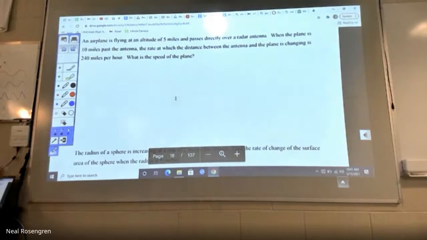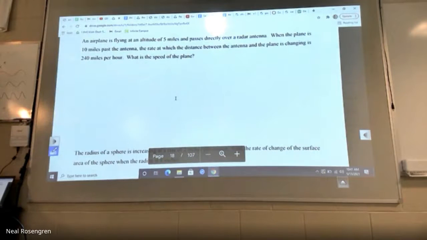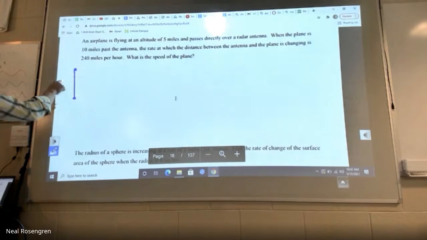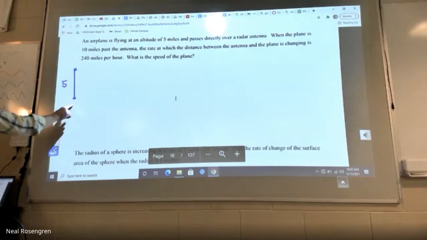So let's do it. They like this question a lot for sure. This airplane flying over some stuff, okay? Airplane flying at an altitude of 5 miles, passes directly over a radar antenna. That's kind of, if I stop time right there, that's what I see. An antenna down here, and you don't have to label the vertices, I might as well go. Antenna down there, and then the plane up top.